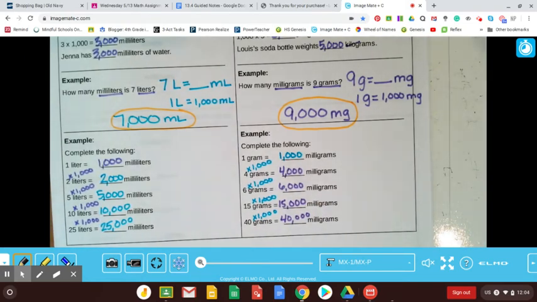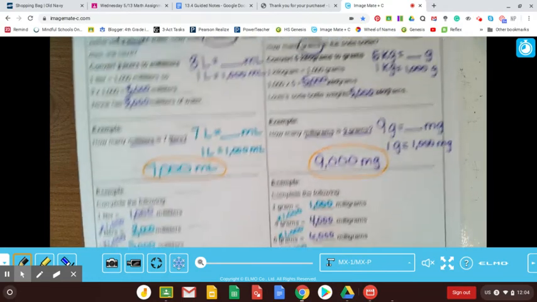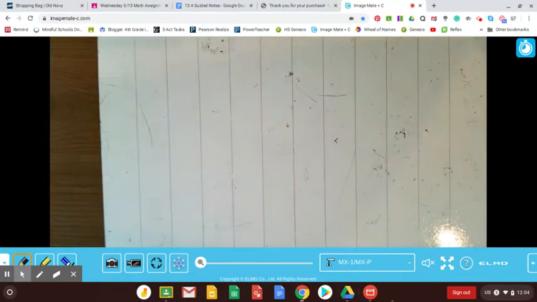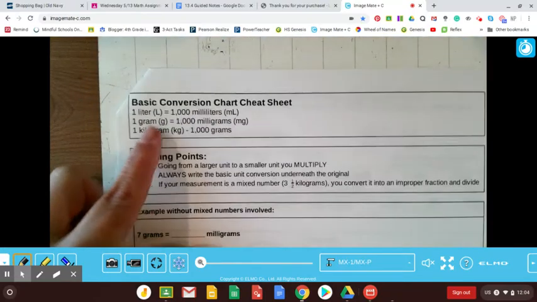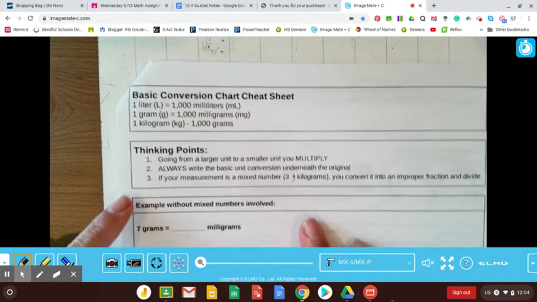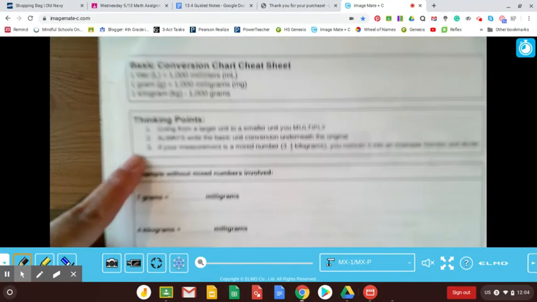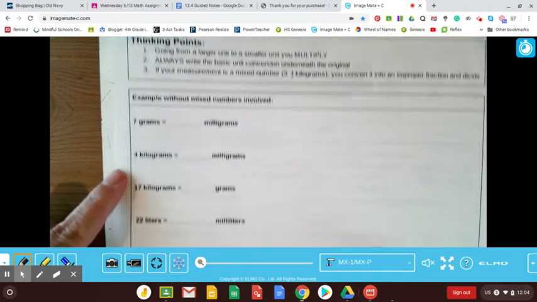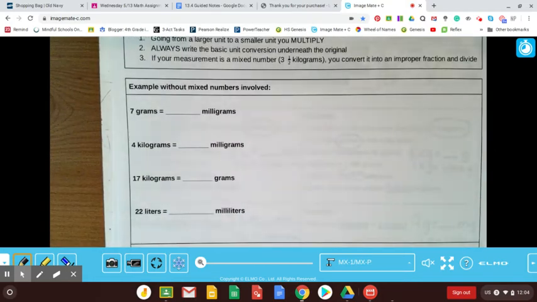So your paper should look like mine. If you need to pause and go back and copy anything, go right ahead. We're going to be flipping over. See how easy this is. All right, we have our conversion chart up at the top. It's just a repeat of what was on the other page. Our thinking points, just to kind of guide us through. We're going to do some examples without mixed numbers, some with mixed numbers, and here we go.